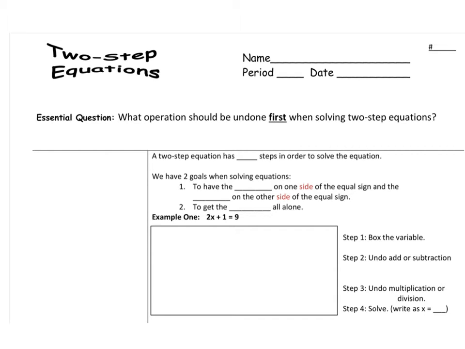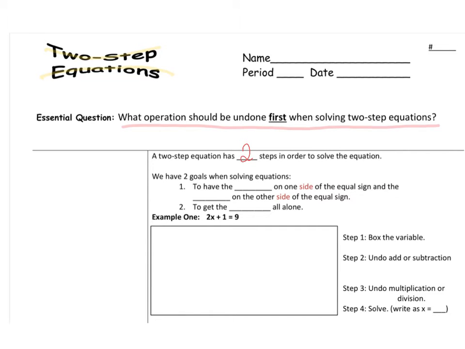Okay, so this is a lesson to go over two-step equations. We are looking at what operation should be undone first when we're solving two-step equations. So let's take a look at that. A two-step equation has two steps in order to solve it.